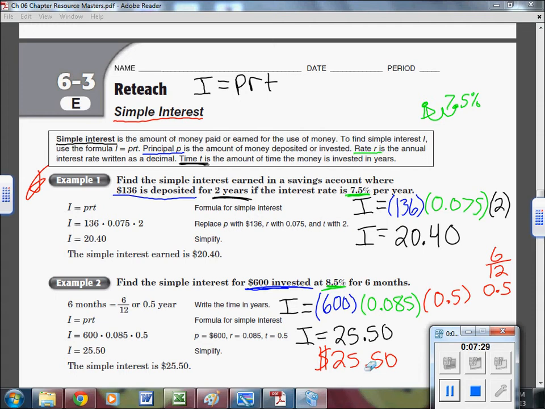Just like in example number 1, if they had asked what was the total value, we would have taken the initial $136 and we would have added $20.40. So $156.40. That would have been the total value of that savings account. So keep that in mind. Most of these questions are going to ask us just what was the interest earned, but some of them might ask what is the total value.